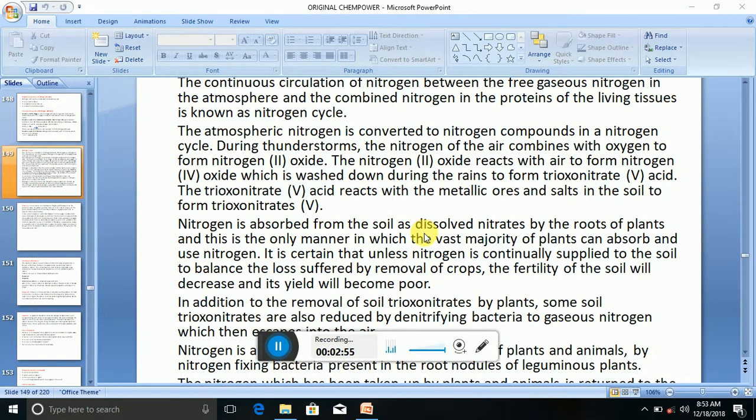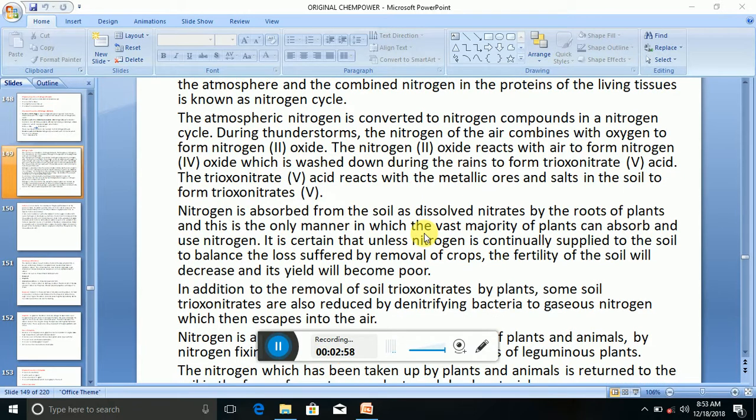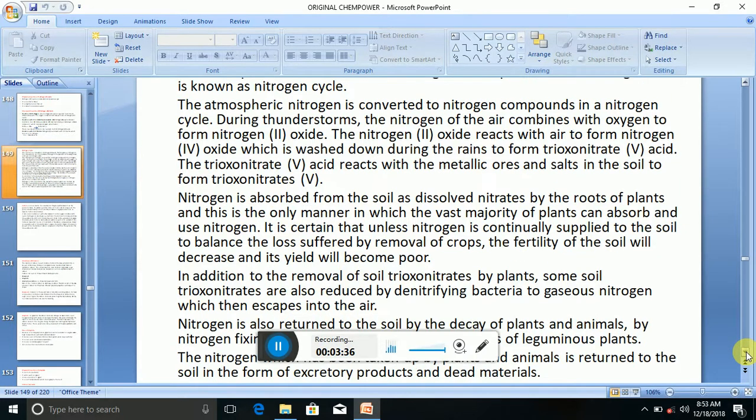Now, in addition to the removal of soil trioxonitrates by plants, some soil trioxonitrates are also reduced by denitrifying bacteria to gaseous nitrogen, which then escapes into the air. So these are the two ways whereby the soil loses nitrogen. It can lose it by plants taking it, or by the action of denitrifying bacteria converting nitrogen to its gaseous form from its normal form where it is in compounds.